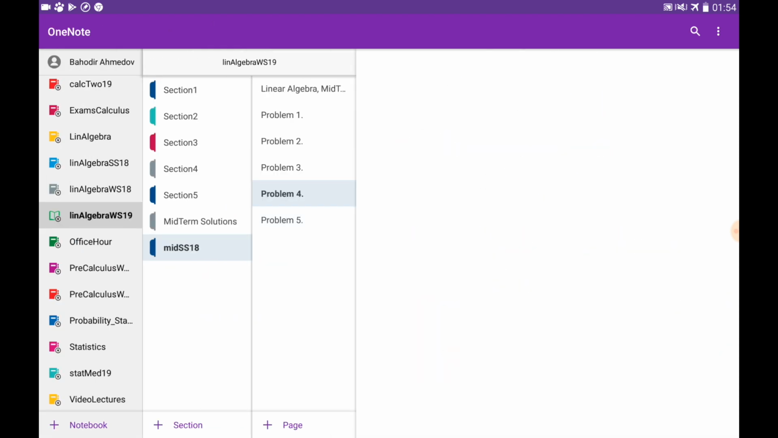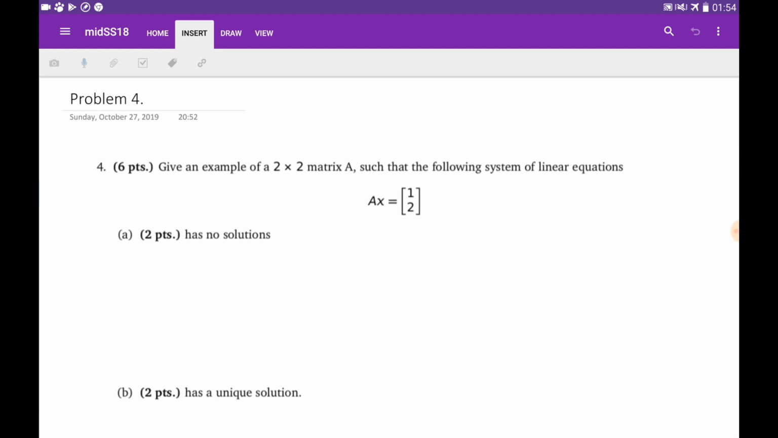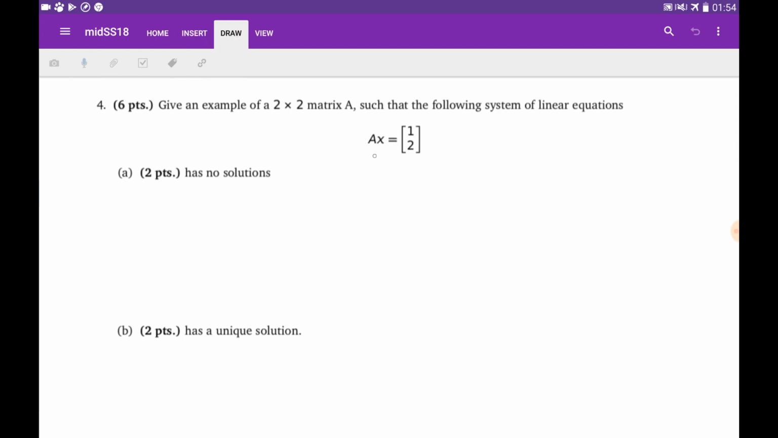Problem number 4 is about the solvability of a system of linear equations. We need to find a matrix A such that this system has no solution. The system Ax = b has no solution if the vector b is not in the column space of the matrix A.